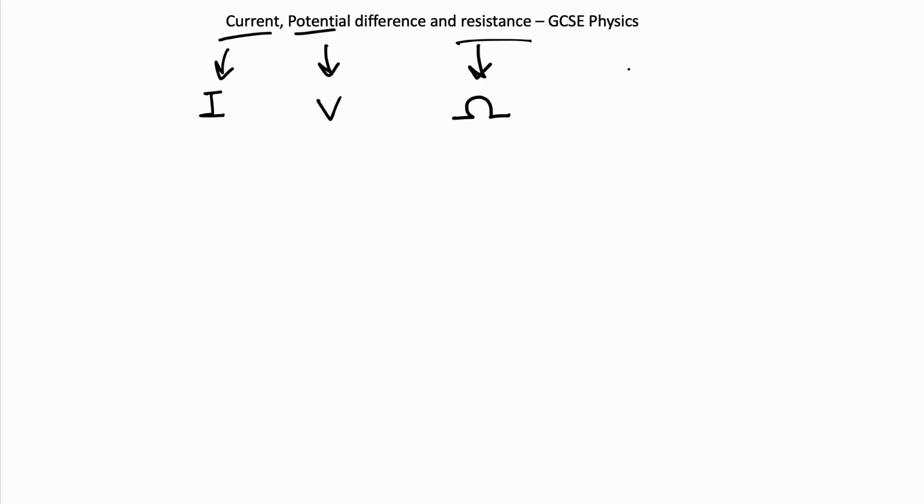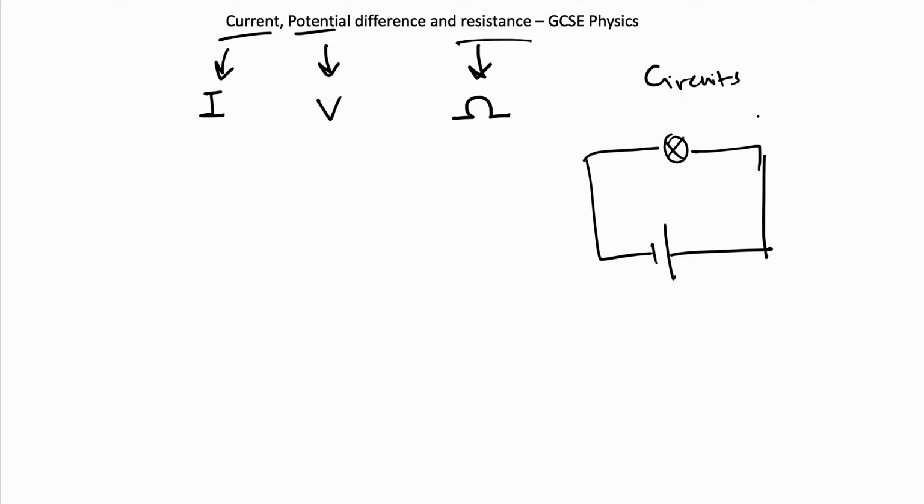So these are all for our circuits, right? Our circuit is basically just you have a battery. Let me just draw that again. And it's powering up a circuit. This circle with a cross is the bulb. Now it's the flow of electrons, right?